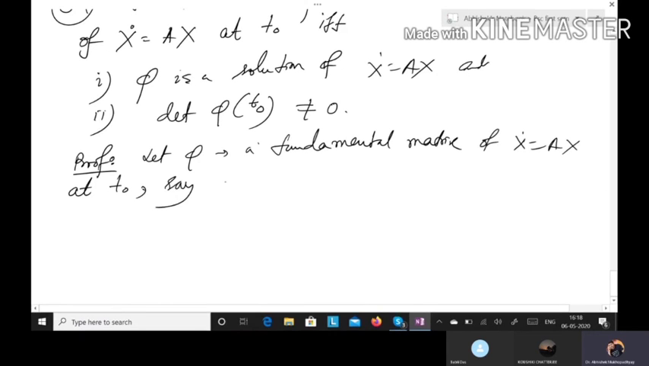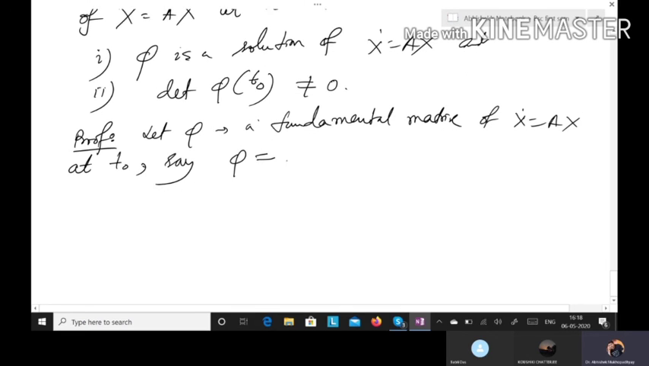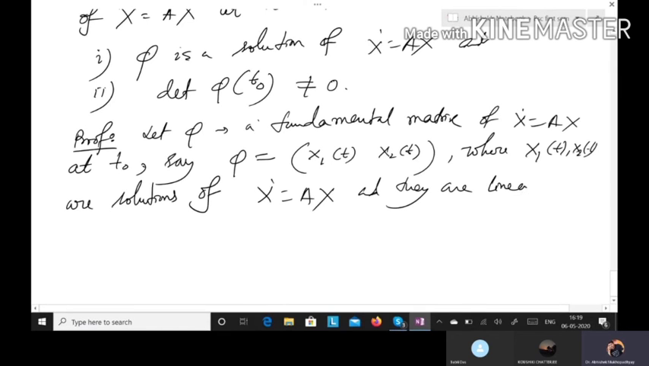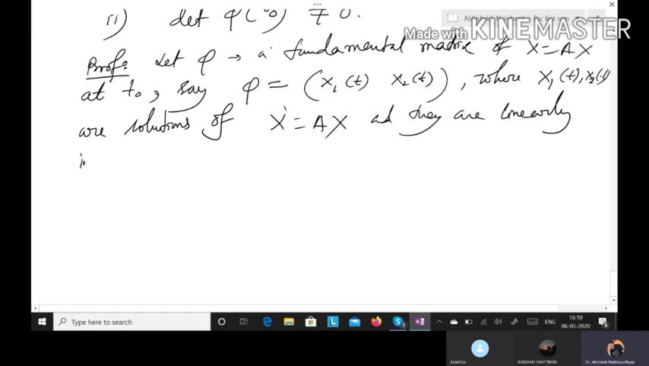Let us suppose that the fundamental matrix can be represented with the column vectors x1(t), x2(t), where x1(t), x2(t) are solutions of the given linear system x dot equal to Ax, and also they are linearly independent at t naught.